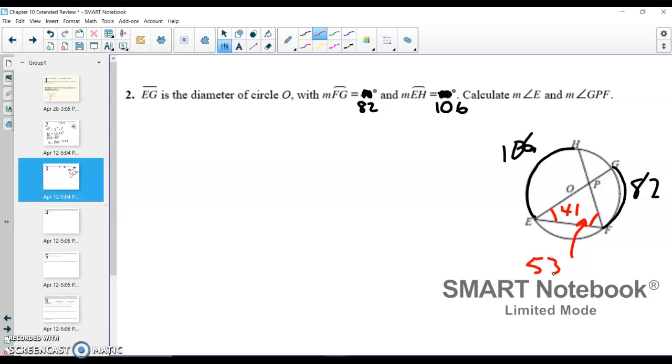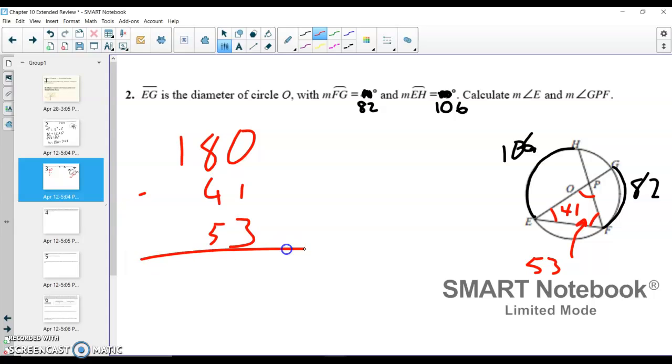Before I even start answering my question of calculating angle E, which I actually have, and my angle GPF, let's find the missing angle of the triangle by doing 180 minus 41 and minus another 53 to see what's left over. I believe what is left over here is 86. You can use your calculator to check that. So that missing angle right there is 86.